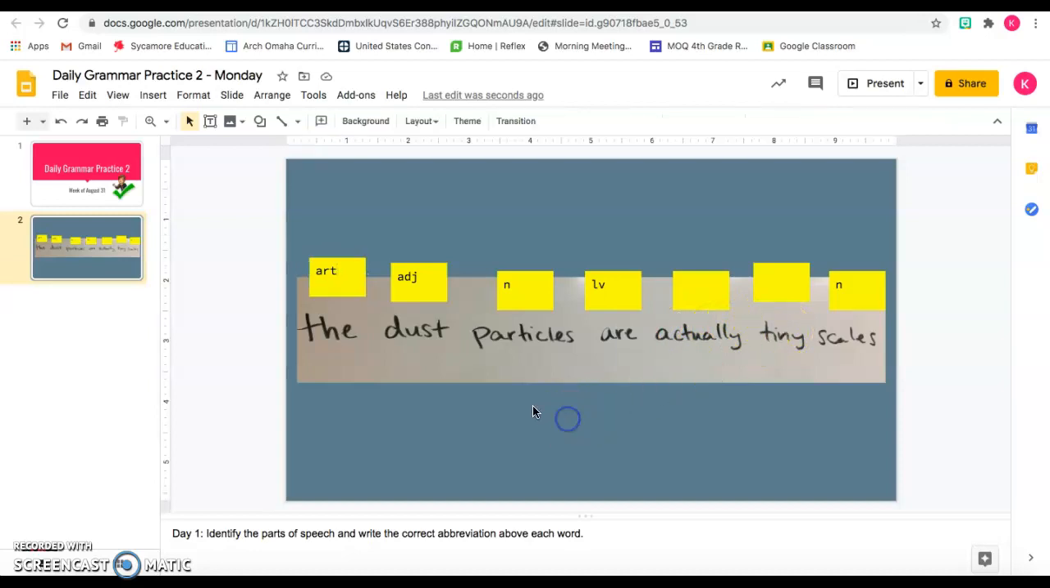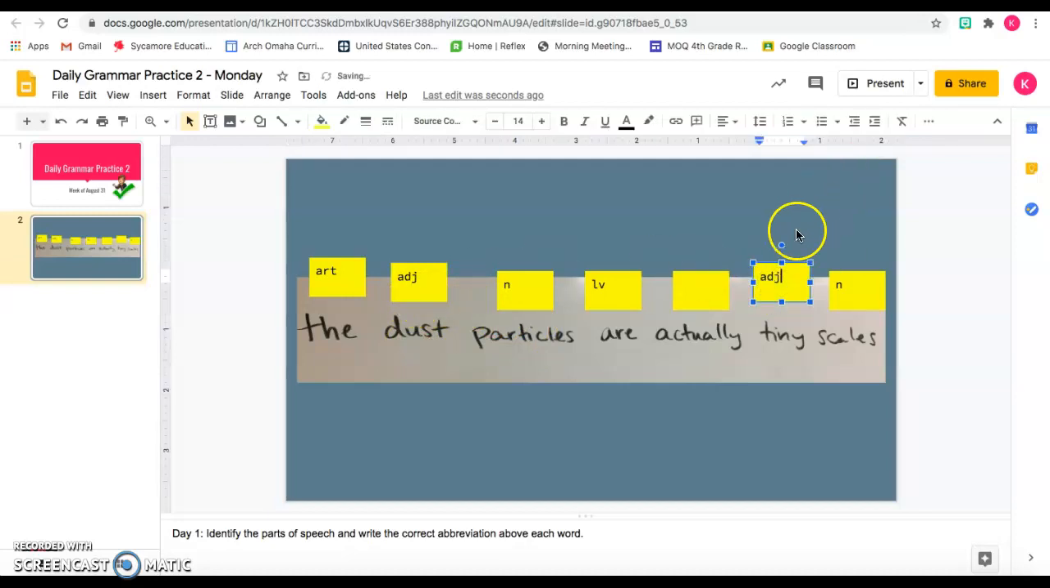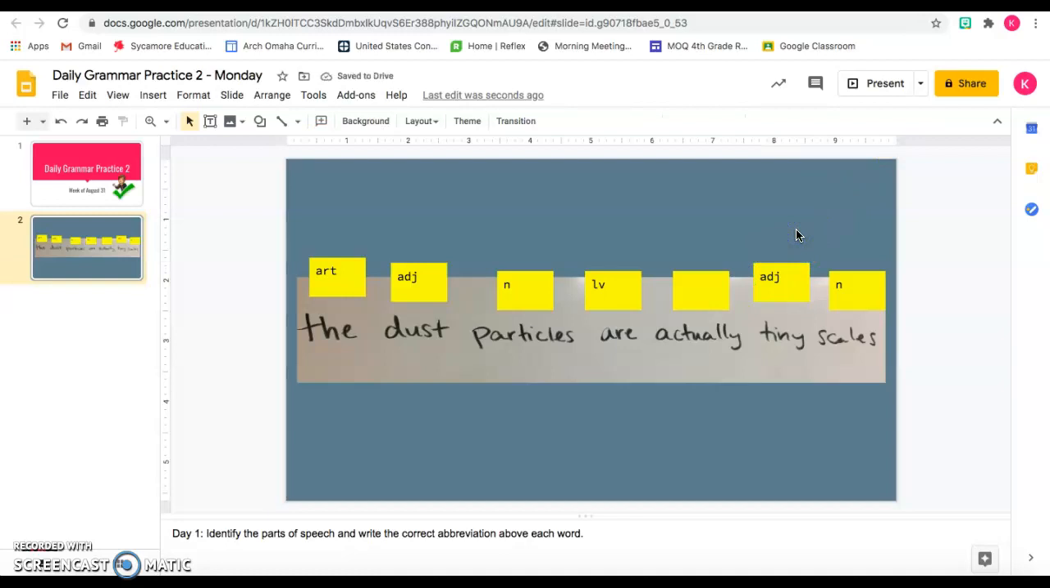Let's use what we discussed about dust describing particles over here for tiny describing scales. What kind of scales? Well, they're tiny scales. So tiny is modifying or describing the noun scales. What types of words describe nouns? Well, if we look back at dust particles, what kind of words describe nouns? Well, adjectives describe nouns. So ADJ again for tiny, because tiny is describing scales, which is a noun.